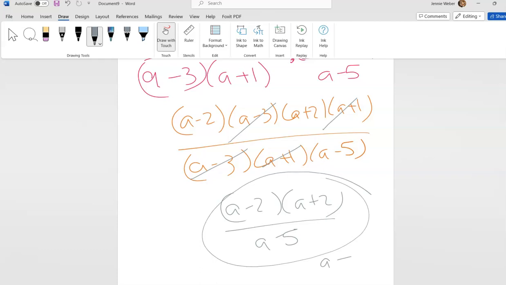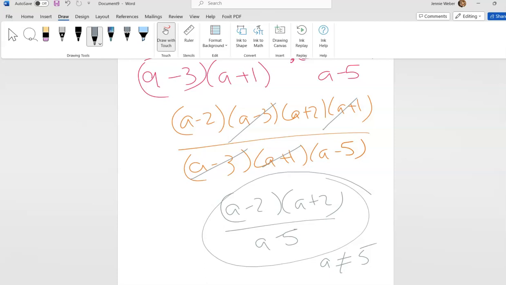And of course, a couldn't be 5 because that would give me a 0 in the denominator and the world would implode. You do not have to FOIL back out that top. You can leave it like this because in general, when you do these problems, this is a prerequisite step to something else, and that factored form is more useful than the non-factored form. So I would leave it like this. You could FOIL back out the top, but there's no reason to.